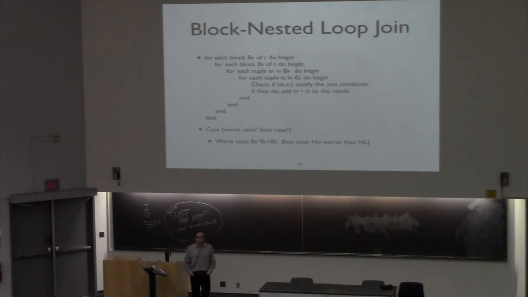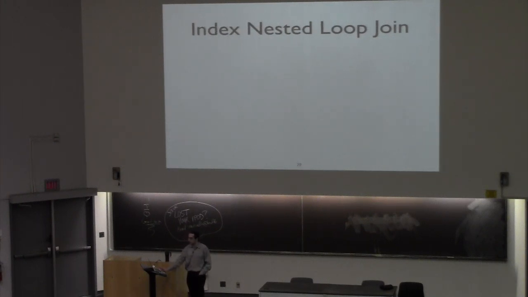Essentially, block nested loop join is the same thing as nested loop join. You're just paging data in a little more intelligently. In this case, you can reduce the multiplicative factor around the nested loop join. Rather than being the number of tuples of the outer relation, you reduce it to be the number of blocks of the outer relation. That reduces the cost.